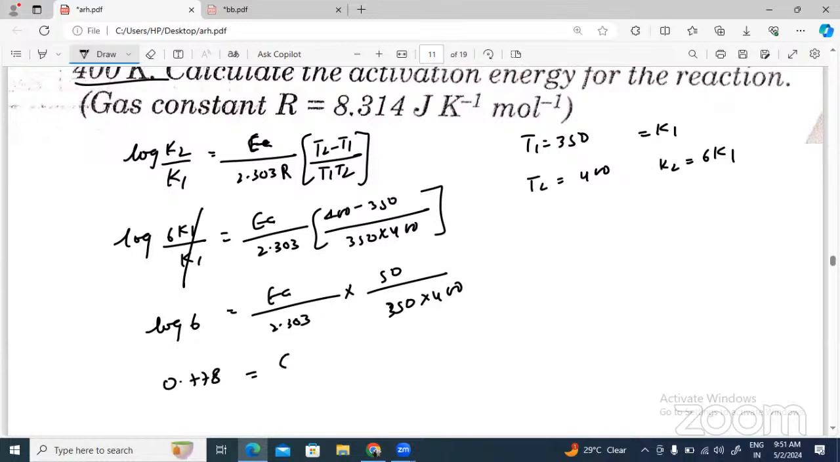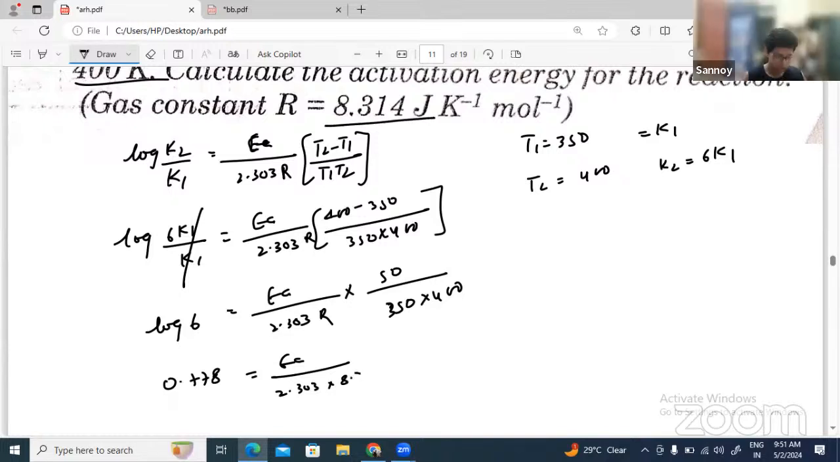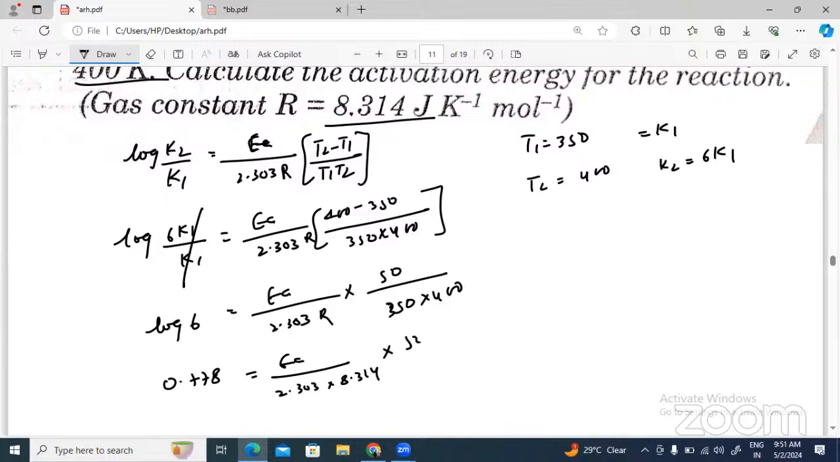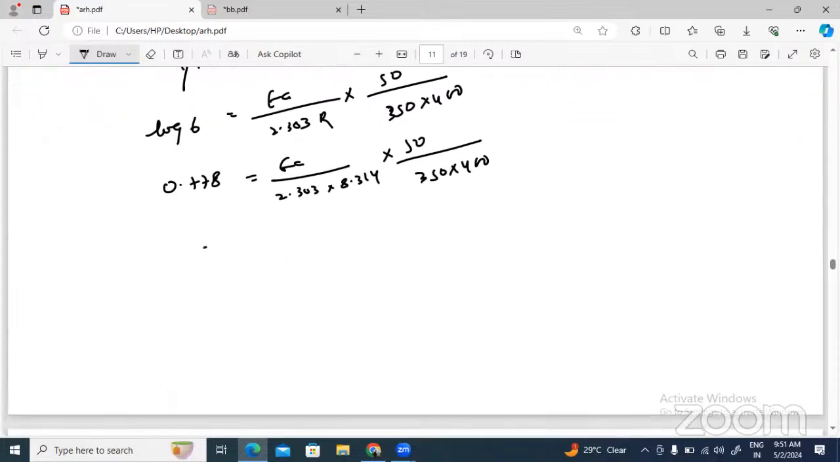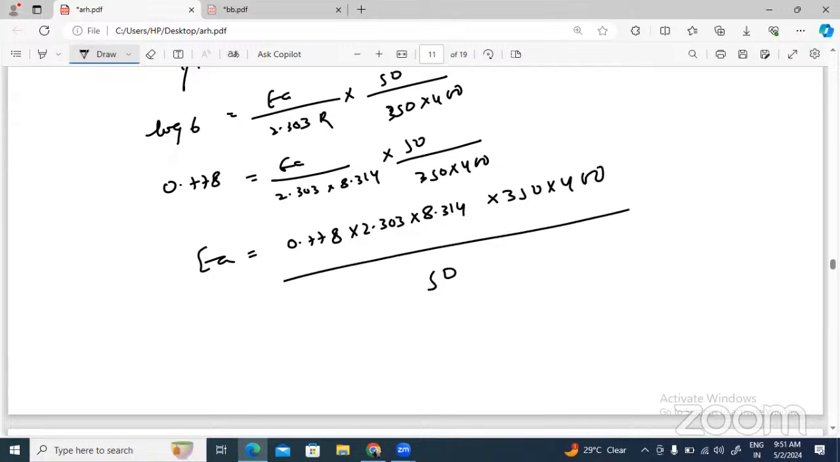Log 6 value, if you see, is 0.778, equal to activation energy upon 2.303, and R is also there. R value they have given, 8.314, multiplied by 50 divided by 350 multiplied by 400. Here, what will come, Sana? Activation energy is 0.778 multiplied by 2.303 multiplied by 8.314 multiplied by 350 multiplied by 400 divided by 50. Now you find out the answer.